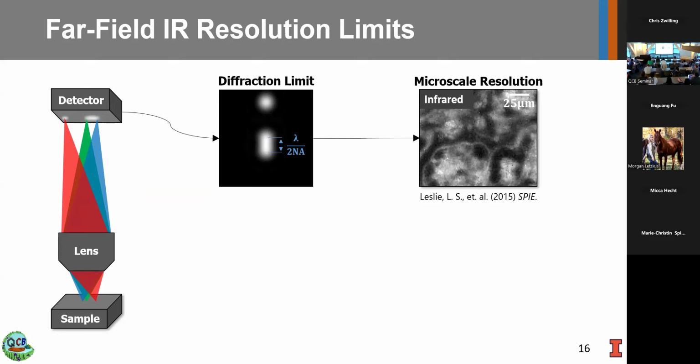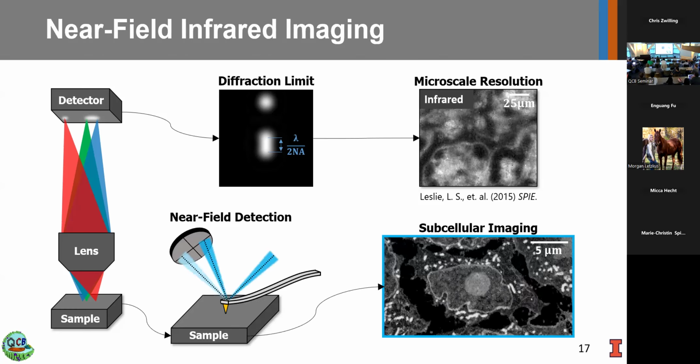However, the well-known limitation of this approach is the diffraction limited resolution, which for infrared is particularly worse than what most people would expect, because it's proportional to the wavelength of light, which is much larger, on the order of 10 microns. So for infrared, this limits the resolution to a few microns, such as that image there.